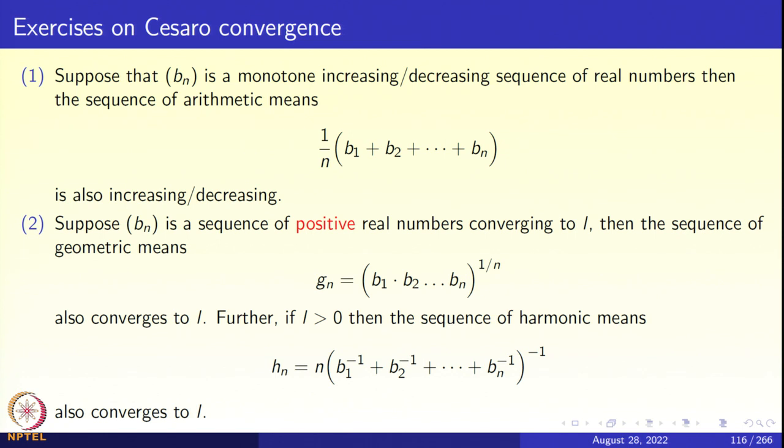if L is positive, then we can look at the sequence of harmonic means. What is the harmonic mean of n numbers? It is the reciprocal of the arithmetic mean of reciprocals. So take the n numbers to be B1, B2, ..., Bn. Take the reciprocals, 1 upon B1, 1 upon B2, ..., 1 upon Bn. Take the arithmetic mean of the reciprocals, 1 upon n times (1 upon B1 plus 1 upon B2 plus ... plus 1 upon Bn), and take its reciprocal. So it is the reciprocal of the arithmetic mean of the reciprocals. That's the harmonic mean. The harmonic mean also converges to L. The expression for the harmonic mean you see on the slide.